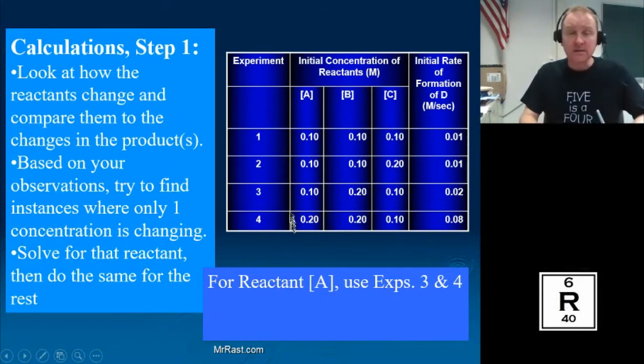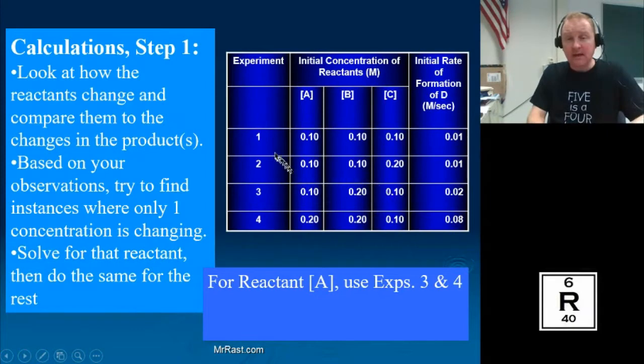To analyze the effect of B on the rate of the reaction, let's take a look here. If we did 1 and 2, we can't because B is the same. So let's look at 2 and 3. Okay, A is the same, B changed, but also C changed. So I can't use 2 and 3 to analyze B because both B changed and C changed. So that's not going to work.